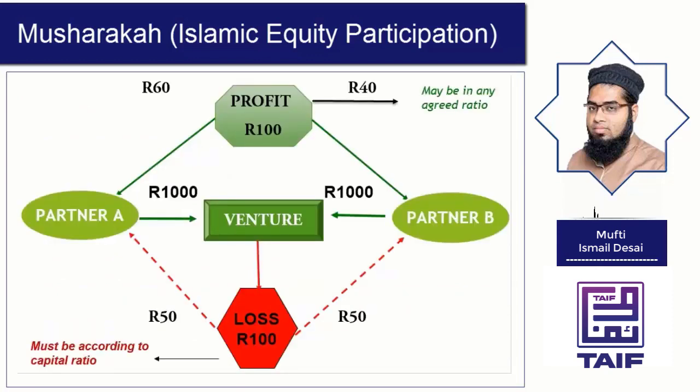This here is an example or a snapshot of how a Musharakah works. So you have partner A that contributes to a venture, and partner B that also contributes to a venture. The profit is shared according to an agreed ratio, and the loss is based only on the capital ratio. So let's say partner B contributes 50% and partner A contributes 50%. The loss will be shared based on their contribution ratio only.